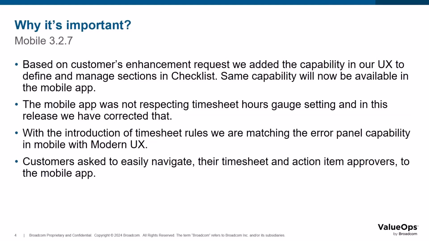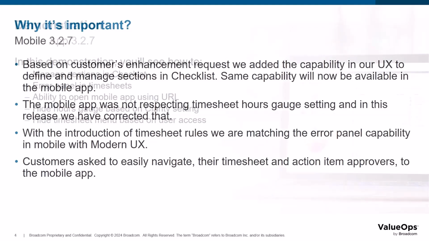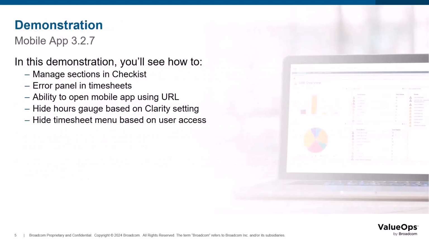And finally, the customers have asked us to easily navigate to either their timesheets or action items or a checklist within the mobile app by just simply clicking on a link. So that capability has then been introduced based on the customer feedback. With that, let's see these five functionalities that have been added to the mobile app.